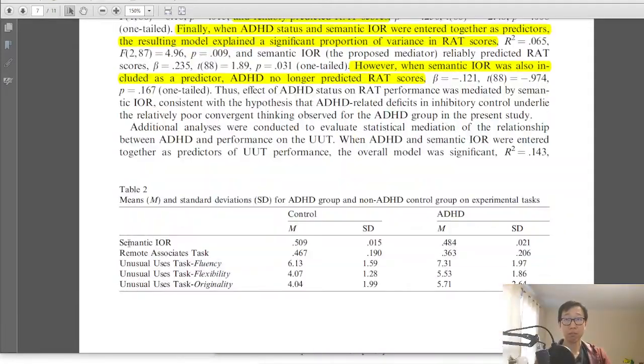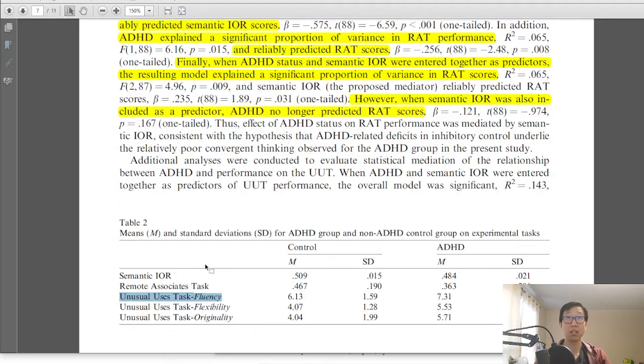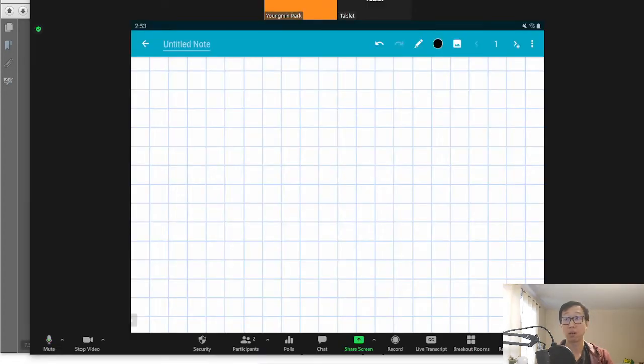So the authors hypothesized that semantic IOR, this task related to inhibition, is a mediator between ADHD and the remote associates task, as well as the UUT, but we'll focus on the remote associates task. And here's what's happening. So let me pull up my tablet. There we go.